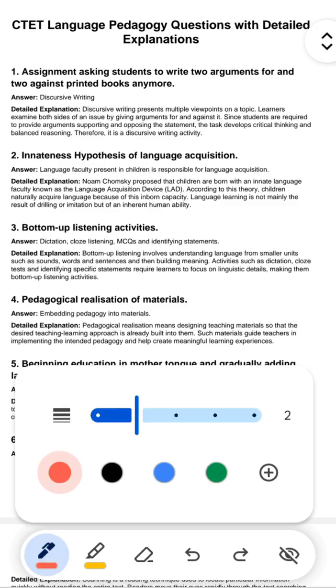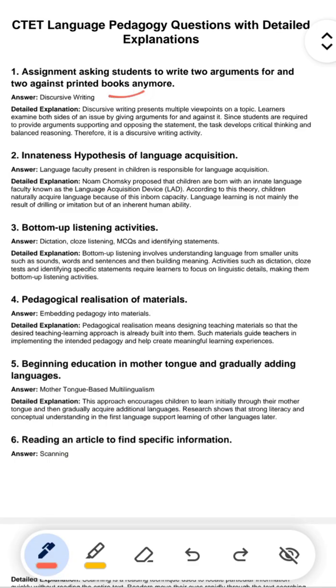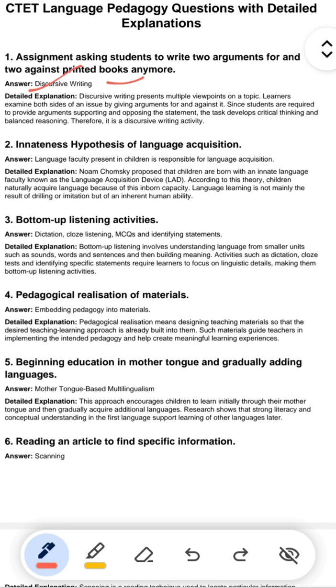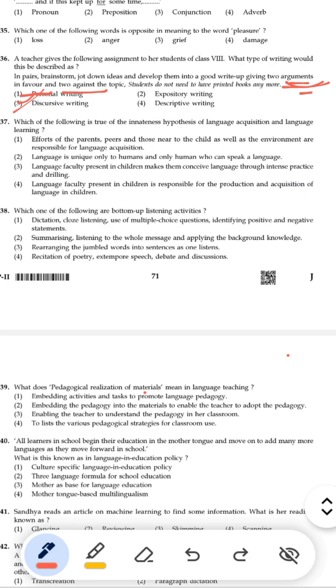The explanation for this answer is that discursive writing presents multiple viewpoints on a topic. Learners examine both sides of an issue by giving arguments for and against it. Since students are required to provide arguments both supporting and opposing the statement, the task develops critical thinking and balanced reasoning. Therefore, it is a discursive writing activity. So the answer is discursive writing. Option 3 is the correct answer.